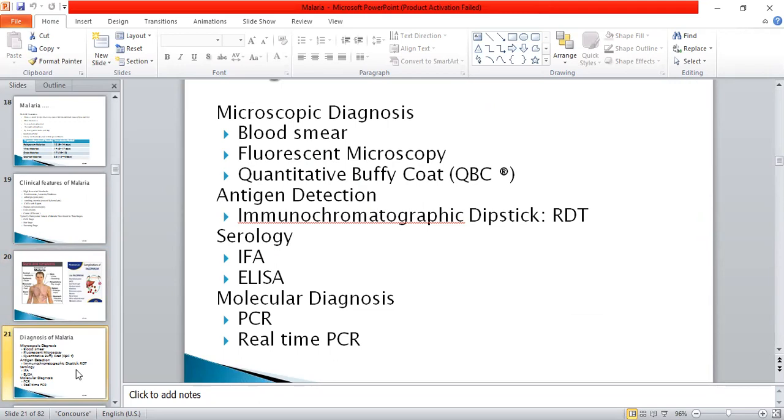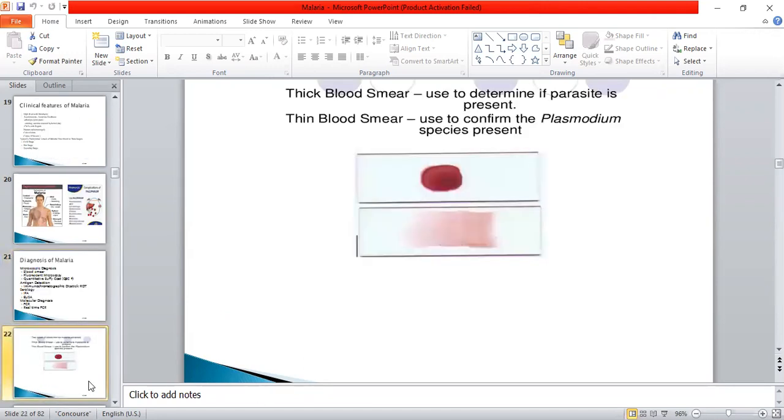In the microscopic examination, there are two types of film, thick film and thin film. The thick film is used in searching for the parasite, and the thin film is used for identification of the species of malaria. Thin blood film is used to confirm the Plasmodium species present. The advantages of microscopy are that the sensitivity is high and it is possible to detect malaria parasites at very low density. It also helps to quantify the parasite load and makes it possible to distinguish the various species of malarial parasite and their different stages.